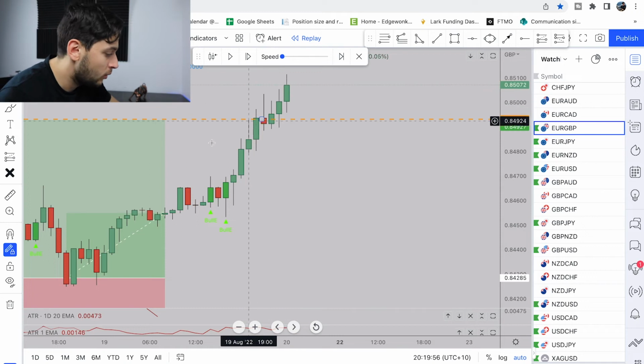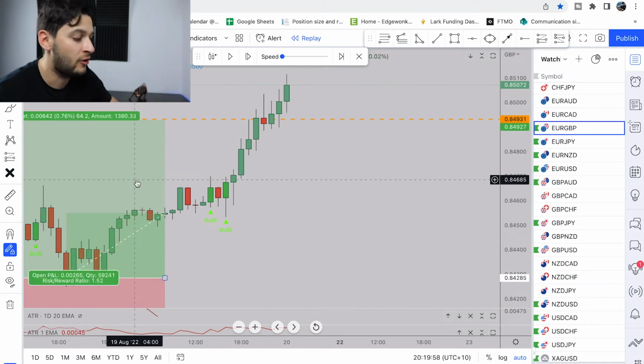So this was a 1.52R winner. I trade this strategy with 2% risk. So this was just over a 3% win for this particular pair and this particular trade that I took. And the reason I wanted to show you this one is, this one I actively managed.